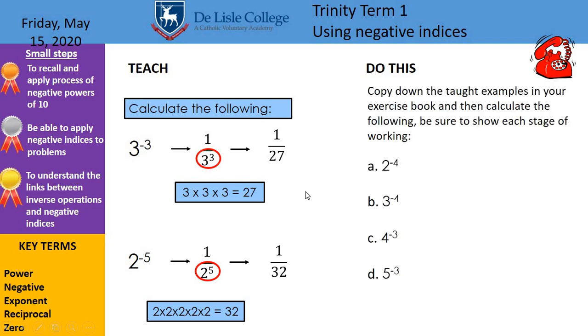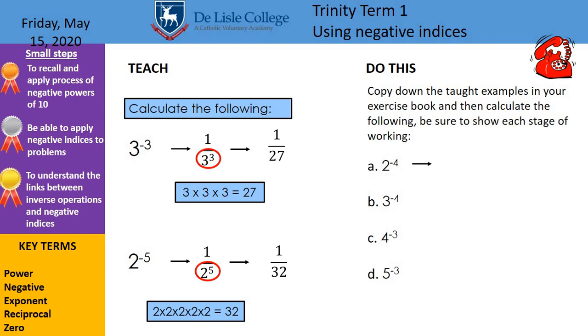So can you copy down the taught examples in your exercise book and then calculate the following, and just be sure to show each stage of your working. And actually what we talked about here with the greater the negative power, the smaller the answer at the end, you can make that comparison here with the example we've already done and what you get here, and then also with the example we've done together and the answer you get here. So please pause the video as you copy these down and have a go at those examples.